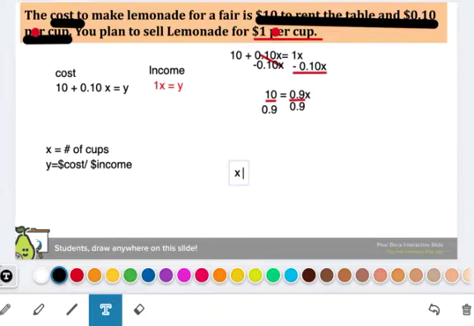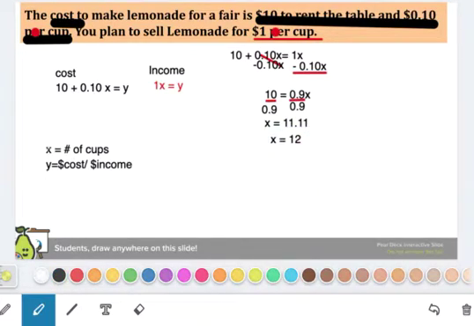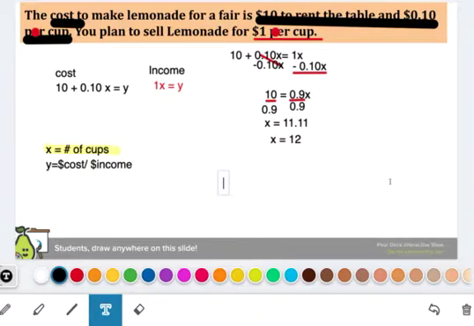X equals, actually it's in cups. X represents cups. So it doesn't make sense to have 0.11 cup, so you need to round up here to 12 cups. They basically have to sell 12 cups to start making money. Anything less than 12, X represents cups here, they will still be losing money. It will still cost them more than they make. So they must sell 12 cups to make, let's find out how much money they make.